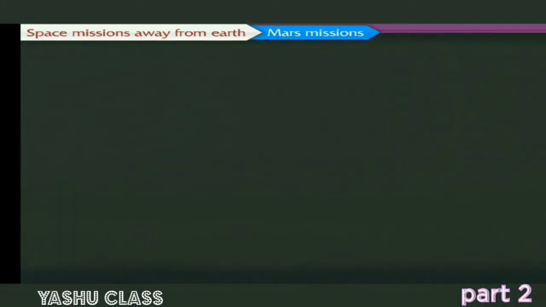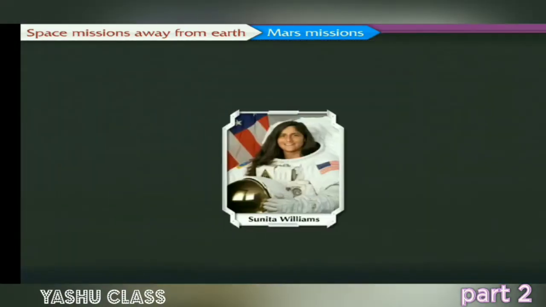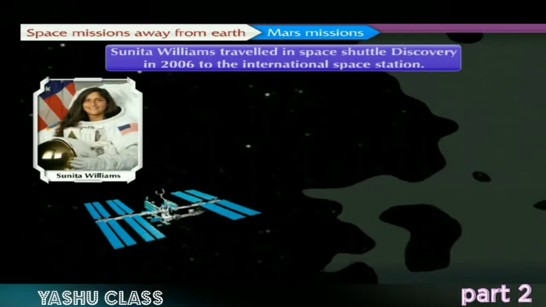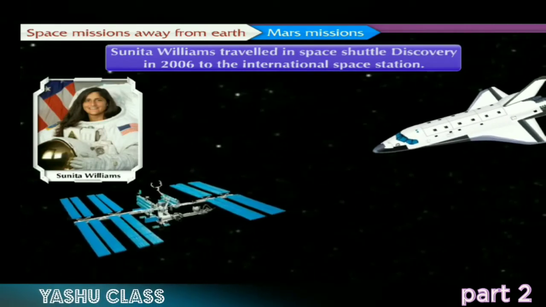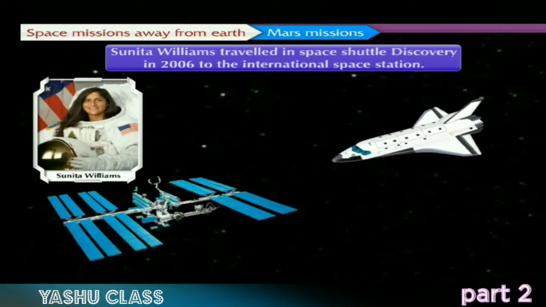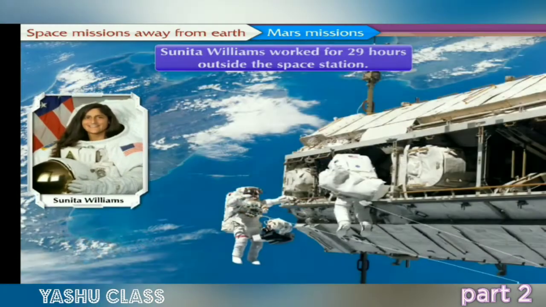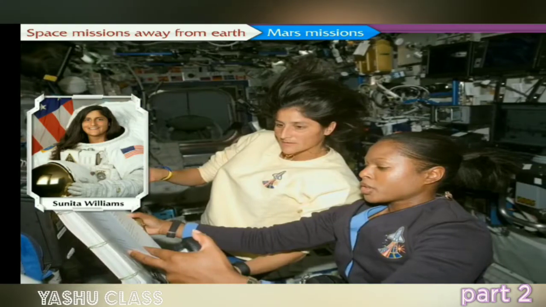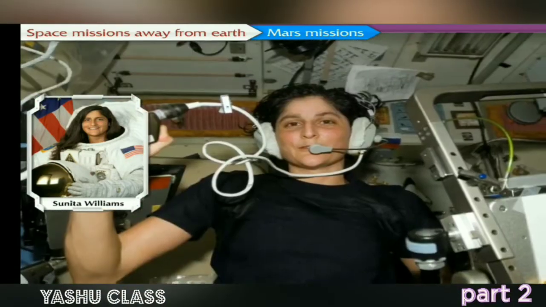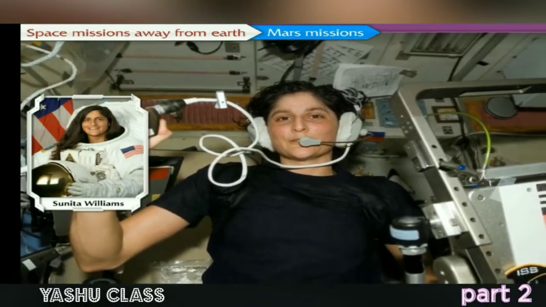There is one more Indian astronaut named Sunita Williams who has made us proud. Sunita Williams travelled in Space Shuttle Discovery in 2006 to the International Space Station. She worked for 29 hours outside the space station. She created a record by staying for 192 days in space.